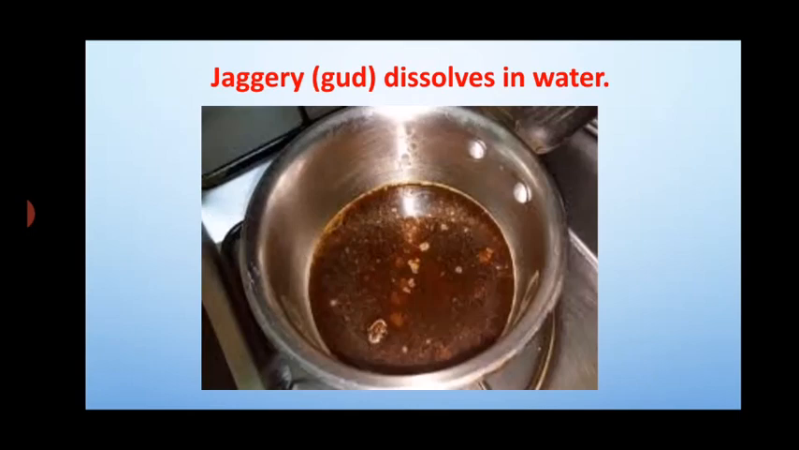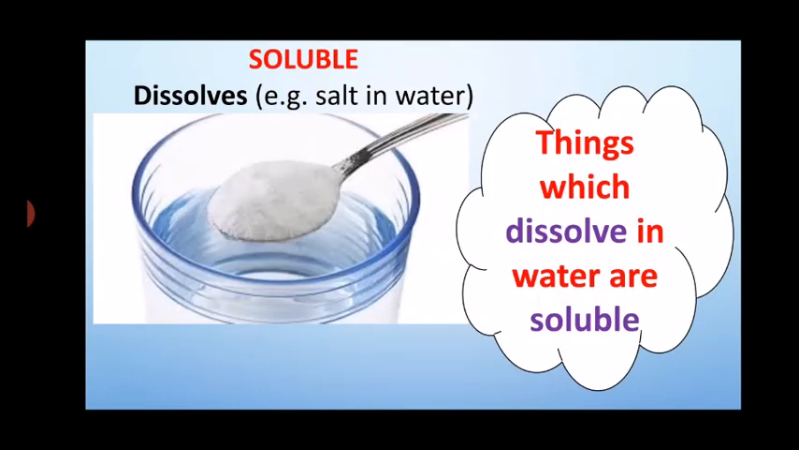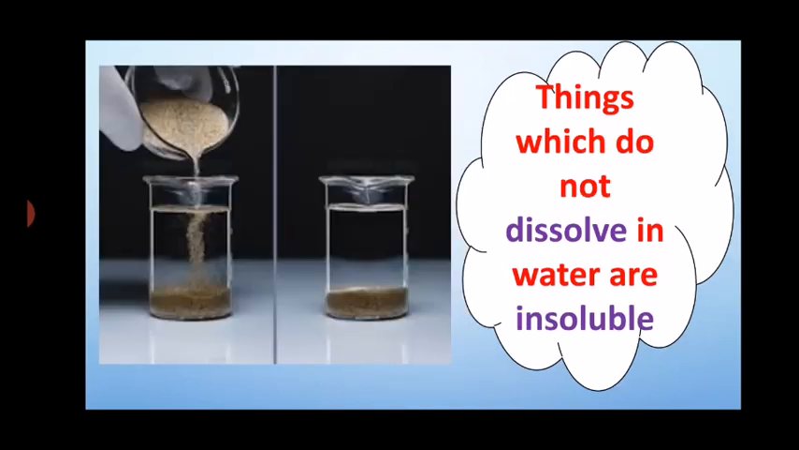So things which dissolve in water are called soluble. Okay, are called what? Soluble. Things which do not dissolve in water are called insoluble. For example, look here, in this glass there is sand. You poured water here on the top of the sand. Now water is separate and sand is separate, which means the sand did not mix with the water.